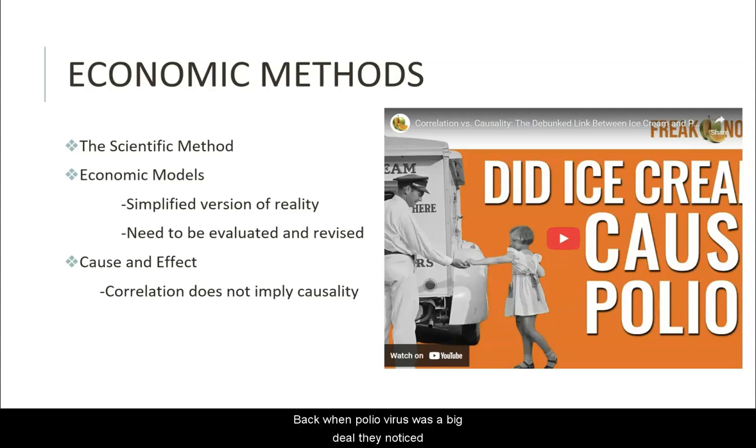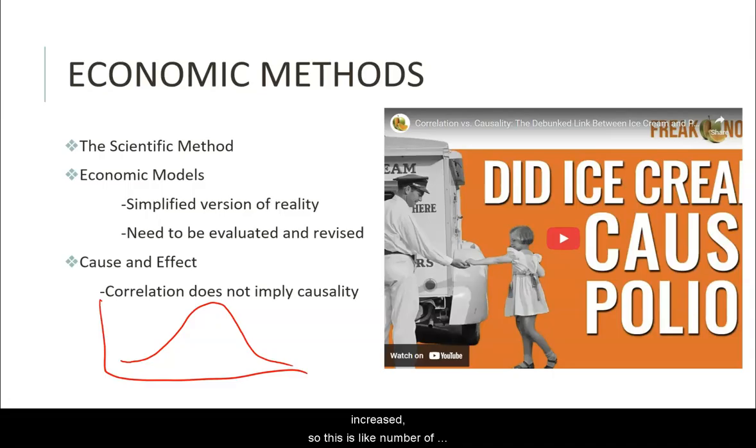back when polio, the polio virus, was a big deal, they noticed that polio increased. So this is like number of cases, this is like time. It increased at the same time that ice cream sales increased. So ice cream and polio were both spiking at the same time. And one of the things they thought might be happening at the time is that maybe eating ice cream is causing polio, causing the disease.